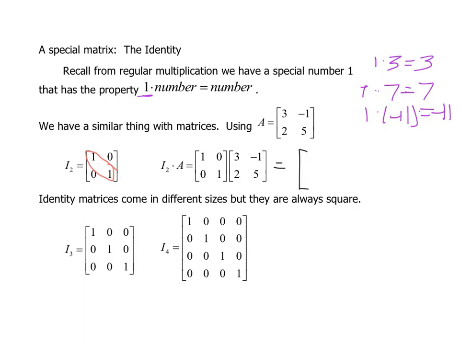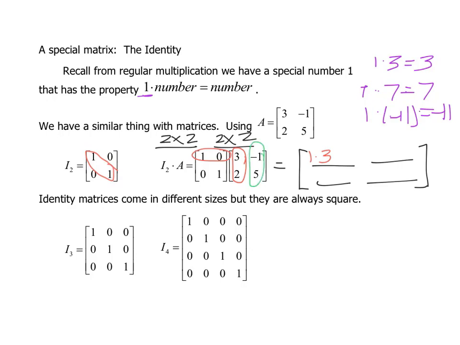So let's just double check that. If I have a 2 by 2 matrix and I multiply by another 2 by 2 matrix, I'm going to end up with a 2 by 2 matrix. So this is my I, this is my A. Let's take this 1, 0 times that first column. So I'm going to have 1 times 3 plus 0 times 2, that's going to be 3. Multiply by the second column, I'm going to have 1 times negative 1 plus 0 times 5, that's just negative 1.